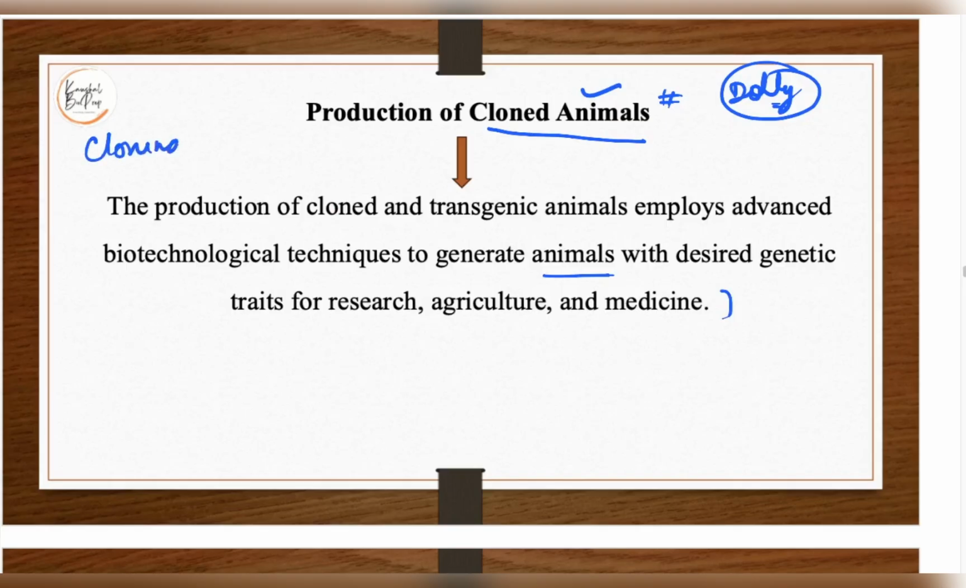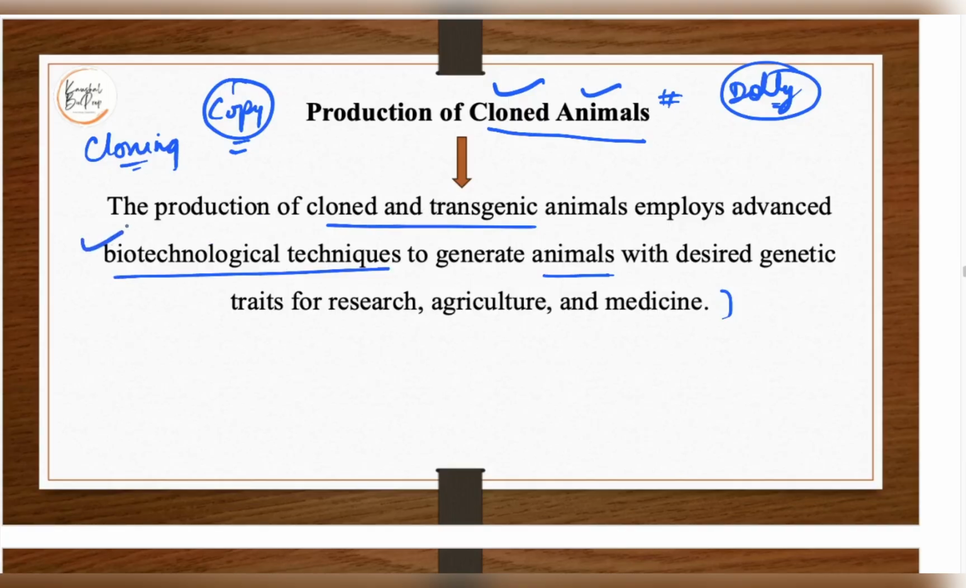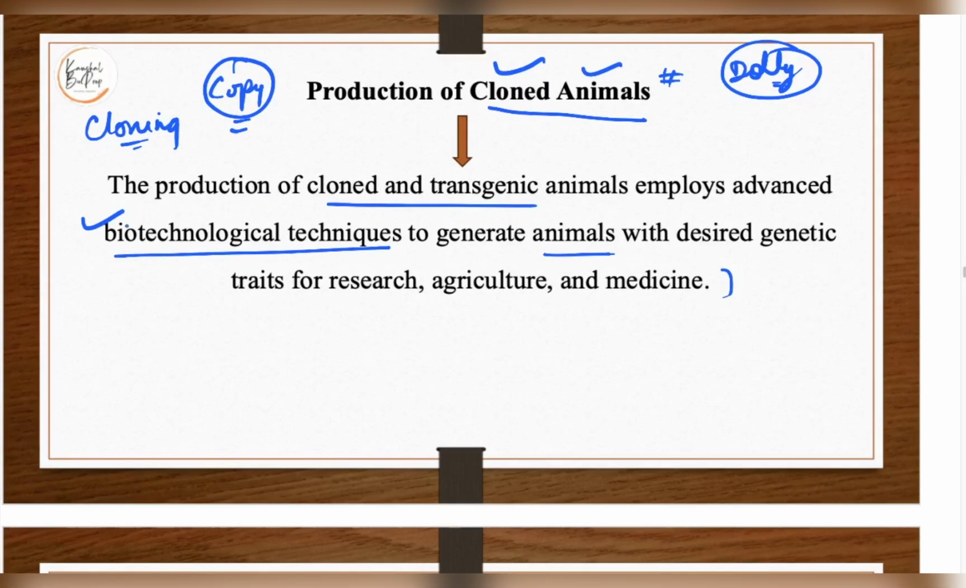Cloning means that you are producing an exact copy of something. So cloned animals have been produced and transgenic animals have been produced. Both things work simultaneously. How? Because the techniques that you use for their production are the same advanced biotechnological techniques for generating animals with a desired trait.